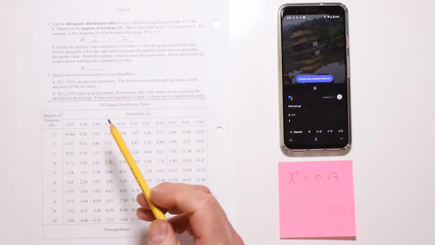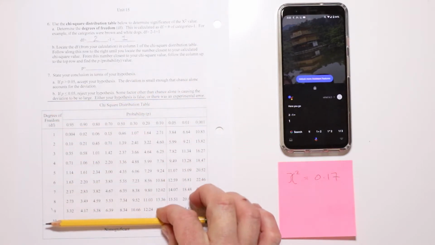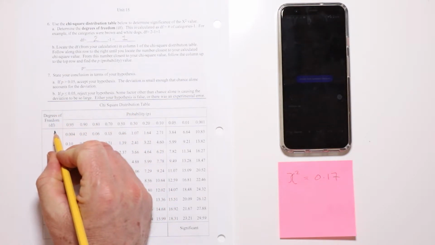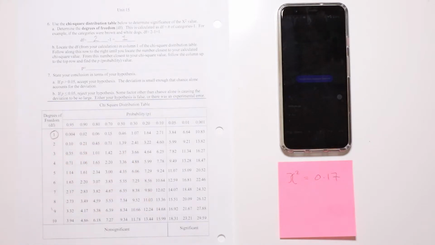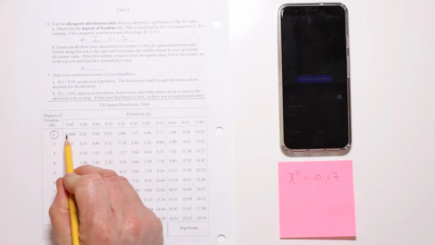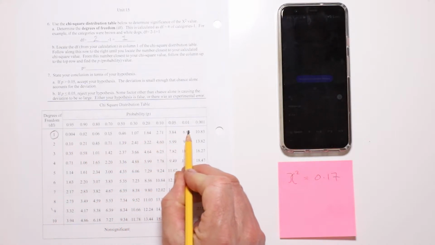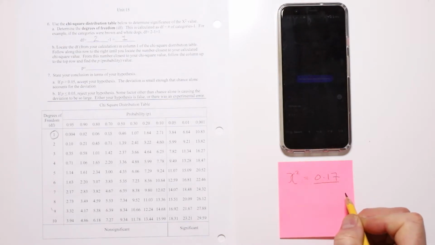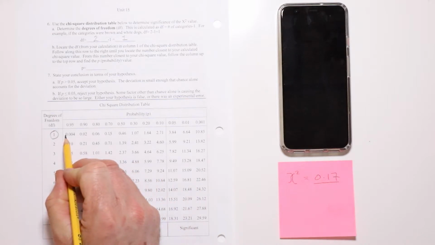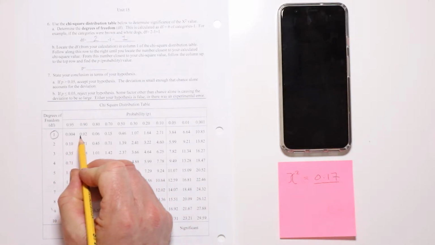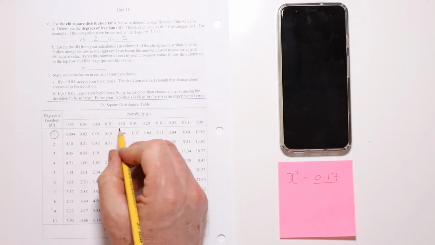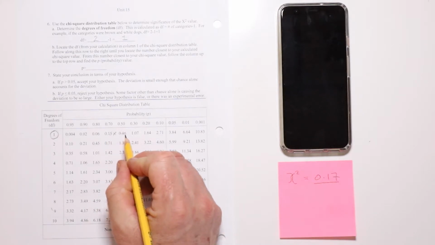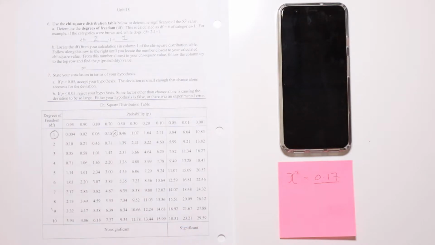Okay, so next we have to turn our attention to this table. All right, so we're going to first look at this degrees of freedom column, and I'm just going to circle the number of degrees of freedom in our chi-square test, which is 1. The next thing I'm going to do is look at these values on this row, and I'm going to see where our chi-square value of 0.17 lies. All right, so our chi-square 0.17 lies right just there, right between 0.15 and 0.46. So that's where our chi-square value sits.